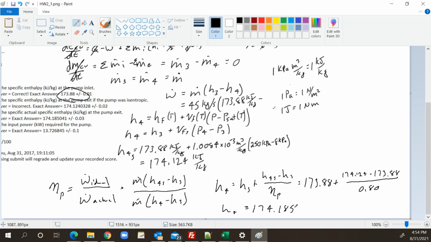And then my final step is to find the actual power for the pump. So the work for the pump would be m dot times (h4 minus h3). And in this case, m dot times 174.185, and then my h3, which is 173.88.